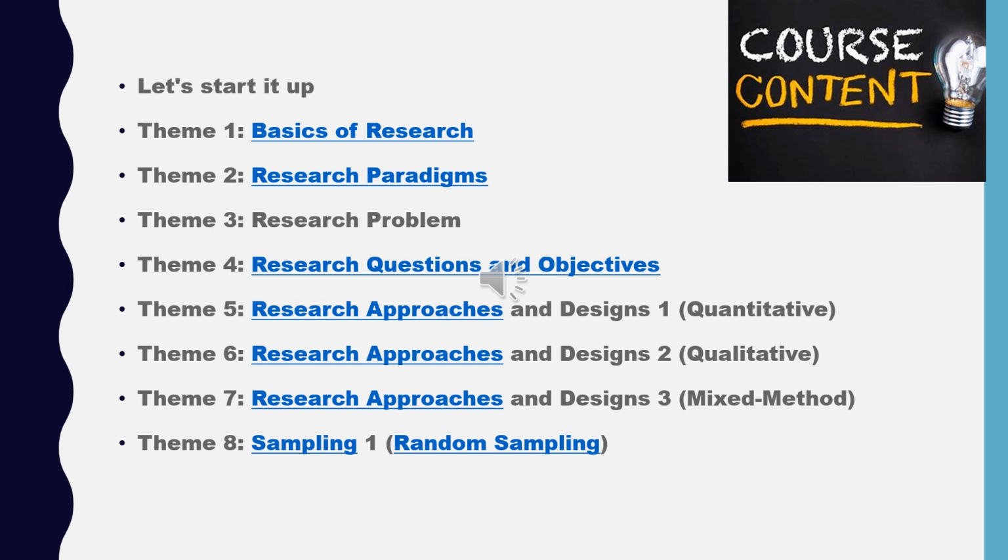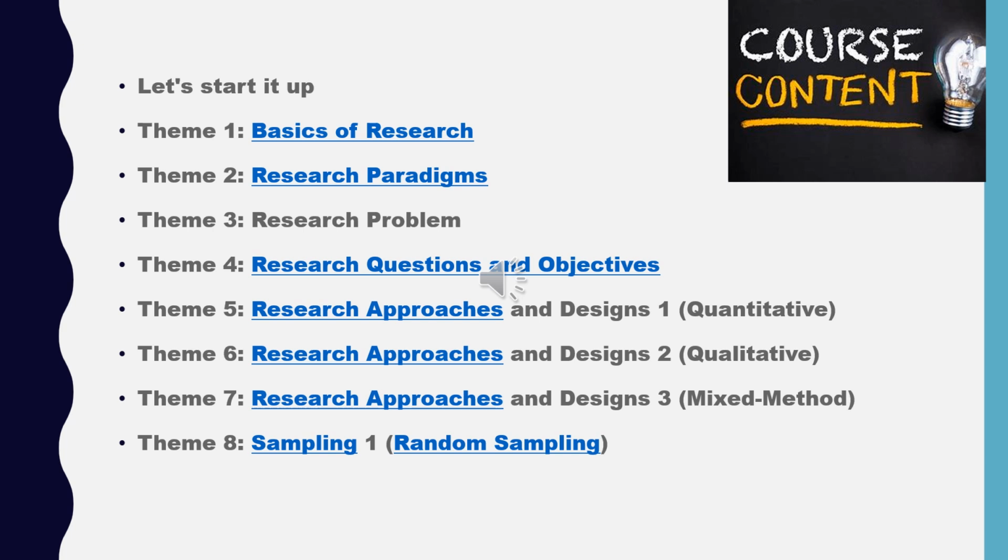In Theme 3, learners will learn about formulating a research problem or topic and the details of all the steps. Theme 4 deals with the research question and objectives. Theme 5 is related to research approaches and their designs. However, we're going to deal only with the quantitative approach and its designs. Theme 6 is about the qualitative research approach and its designs, whereas Theme 7 deals with the mixed method research approach and its 3 designs.